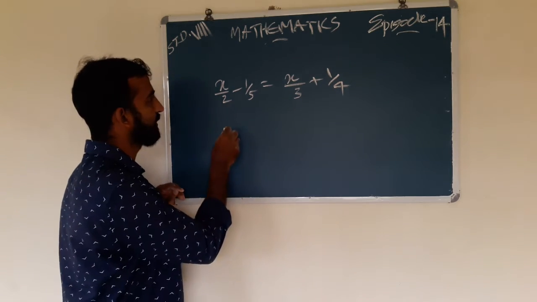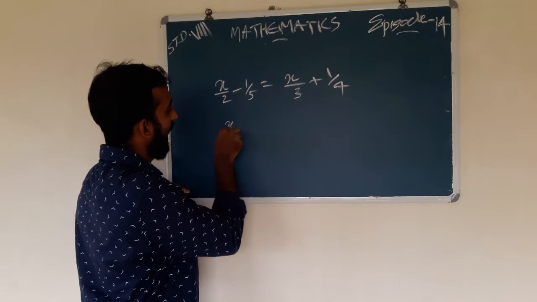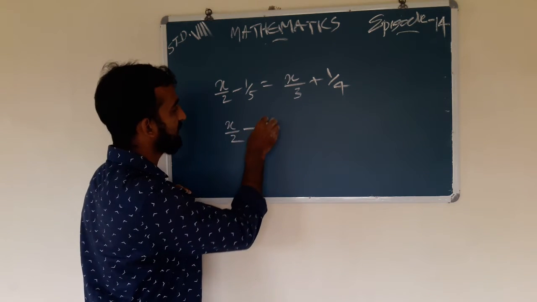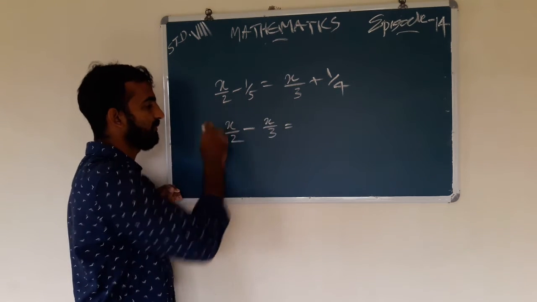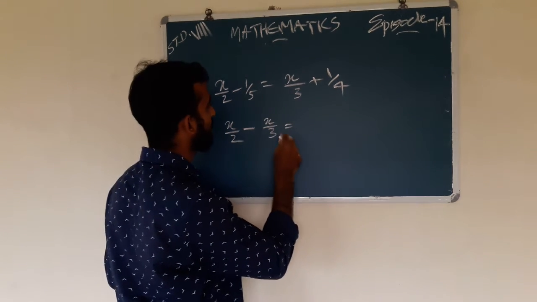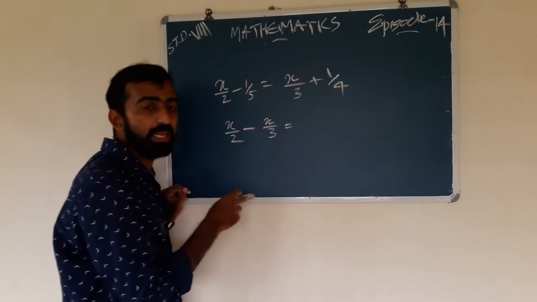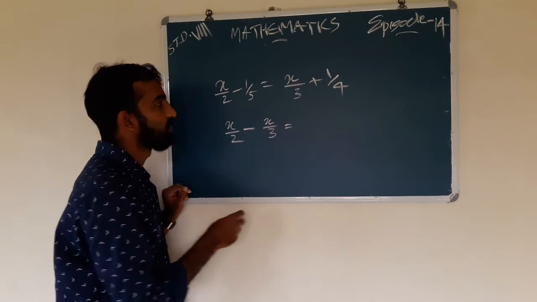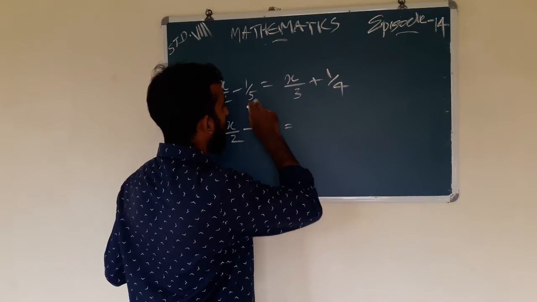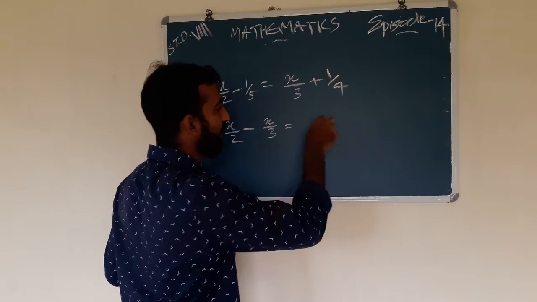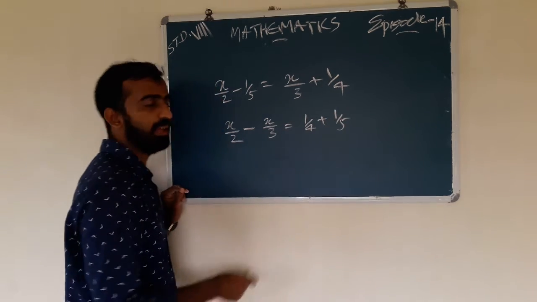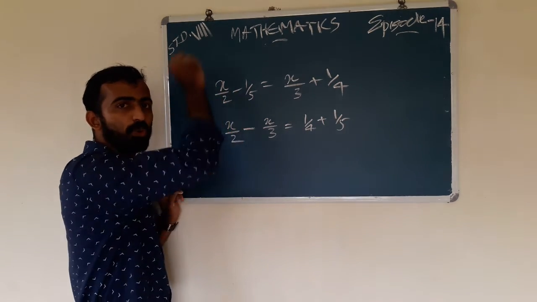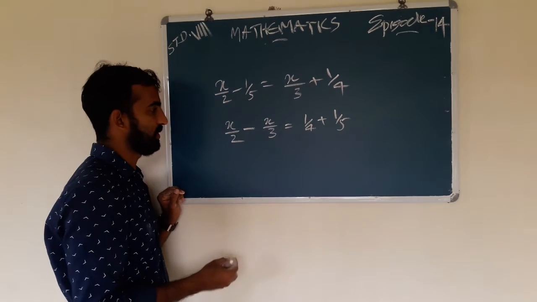That is, we can write x by 2 minus x by 3 equal to, we are moving x by 3 to the left side, and also 1 by 5 is moving to the right side, 1 by 4 plus 1 by 5. Here it is negative, and when it moves to the right side, we get positive.